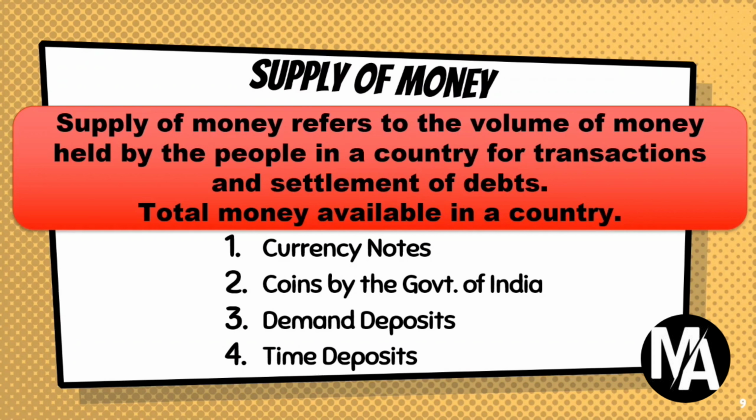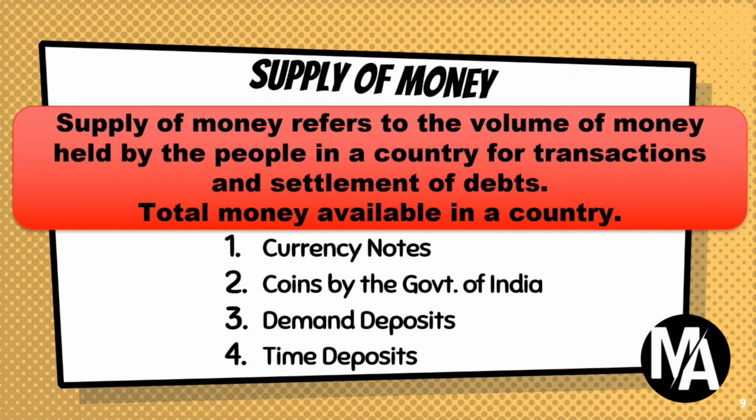Supply of money refers to the volume of money held by the people in a country for transactions and settlement of debts. So whenever people have money for various motives, it can be for transactions, it can be for speculation, it can be for settlement of debts or loans, all that money held by the people is called money supply or supply of money. In simple terms, the total money available in a country is called supply of money.